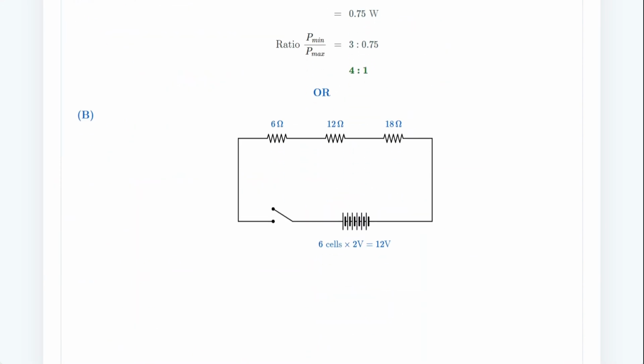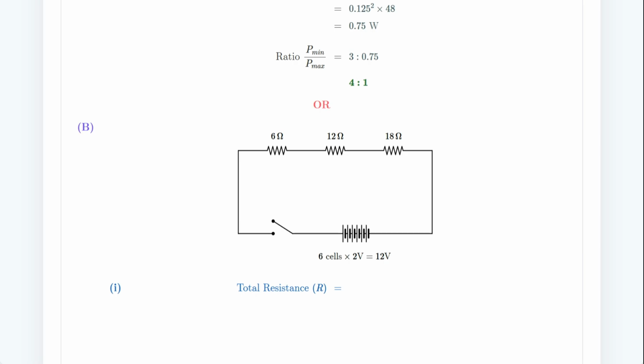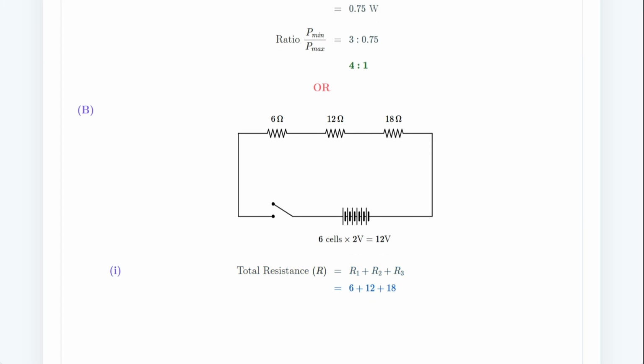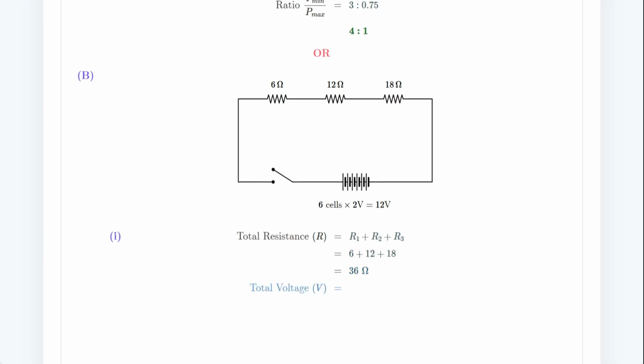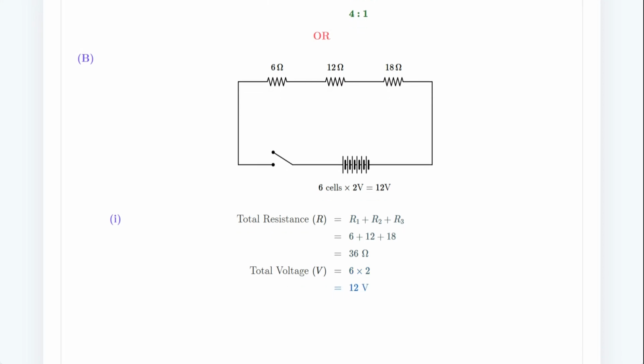Let's solve this alternative part B. Here is the schematic diagram with the 6-cell battery, key, and the 3 resistors in series. First, find the total resistance by adding R1, R2 and R3. Total resistance equals R1 plus R2 plus R3, which is 6 plus 12 plus 18, giving exactly 36 ohms. The total voltage V is 6 cells of 2 volts each, totaling 12 volts.